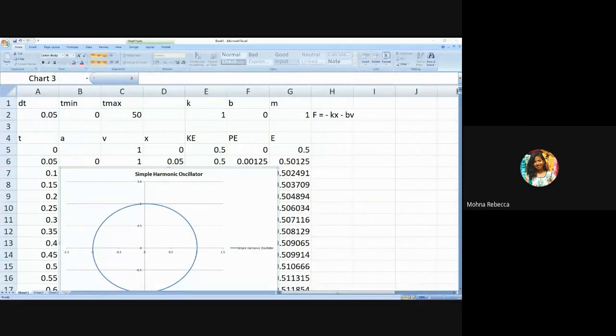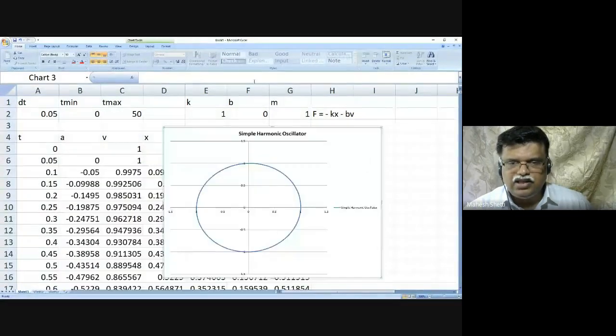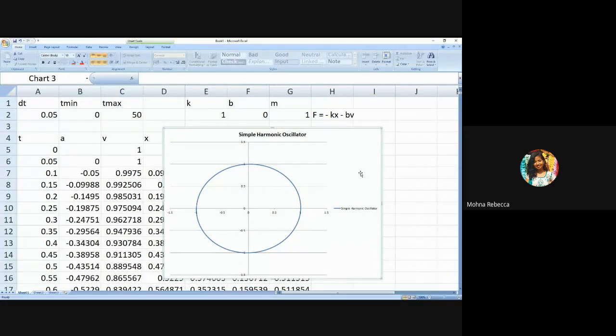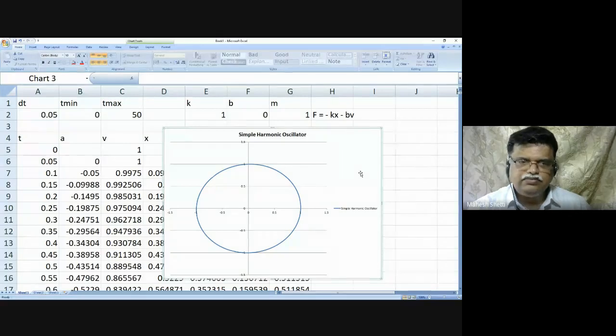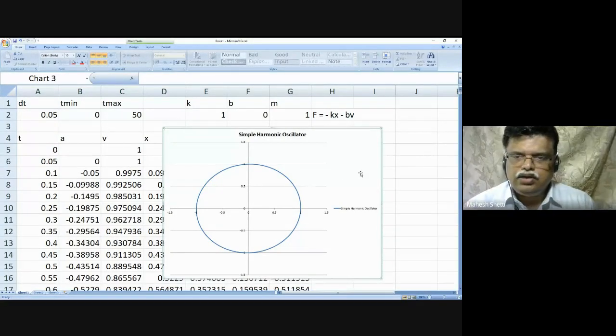Sir, one more thing, sir. This graph, sir, what is the x-axis and y-axis of this graph? The x-axis is displacement, y-axis is the momentum. In this case, actually velocity, which is proportional to momentum. Okay, sir. It is a phase space diagram.